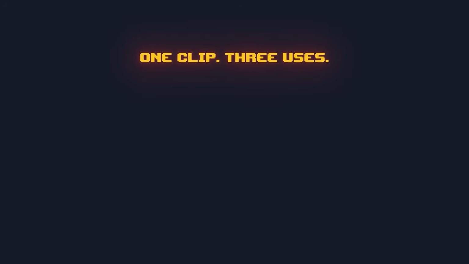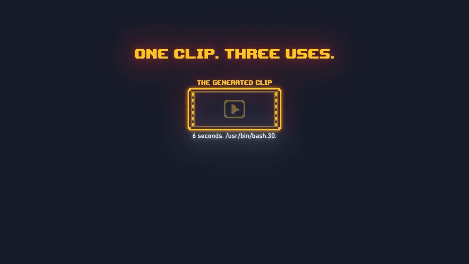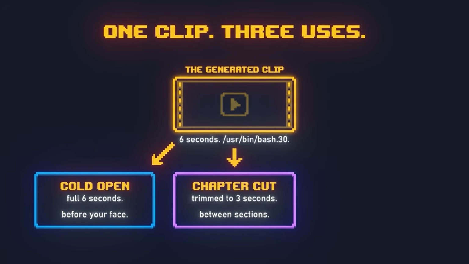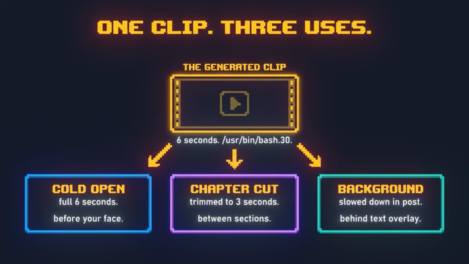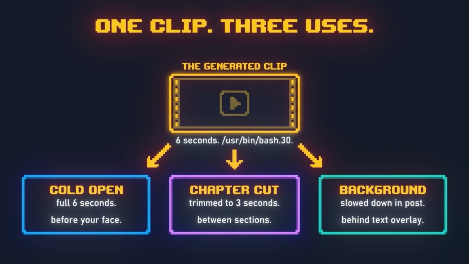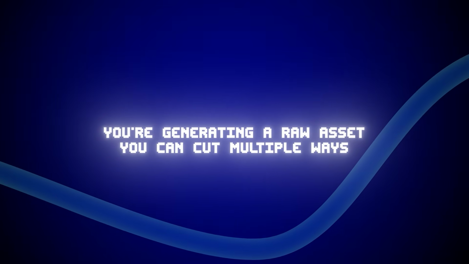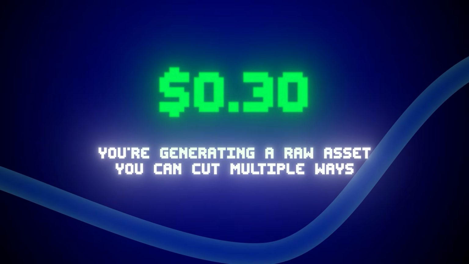One more thing. The same clip can work in multiple places in the same video. A 6-second loop as a cold open, trimmed to 3 seconds as a chapter card, slowed down in post as a background element. You're not generating a clip for 1 use. You're generating a raw asset you can cut multiple ways. Cost on screen for this step, 30 cents.